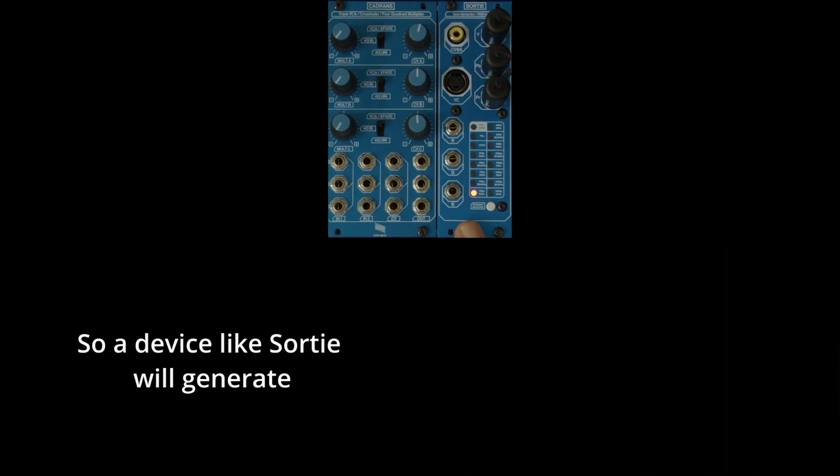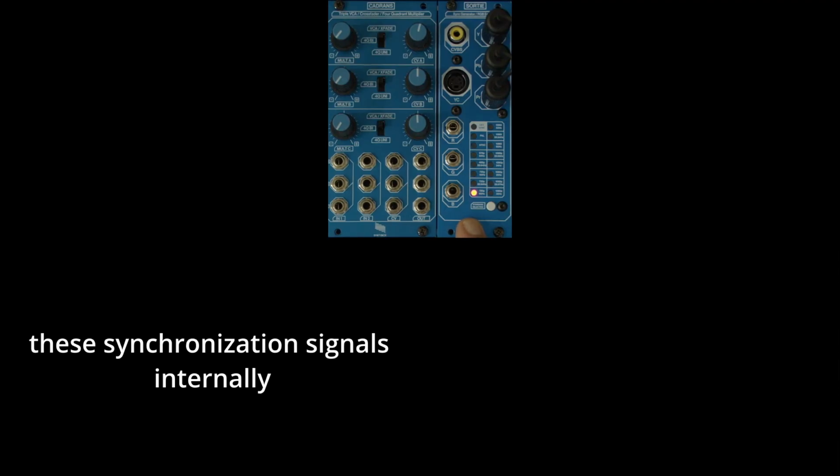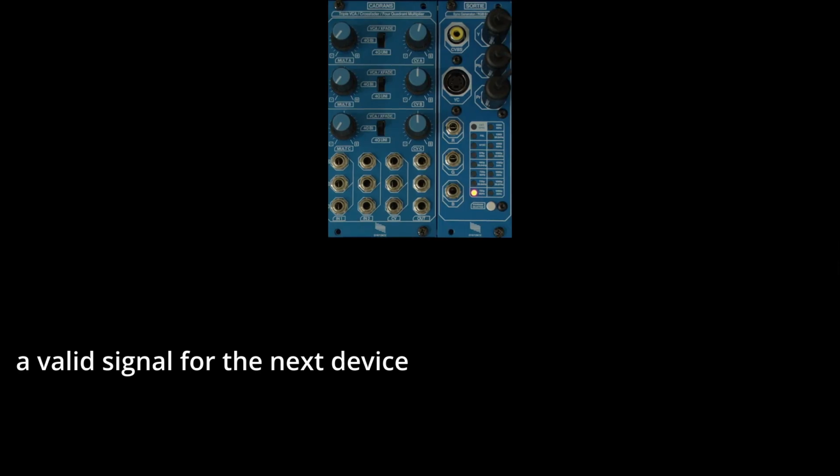So a device like Sortie will generate these synchronization signals internally and embed them in the composite, S-video and component video signals. Along with the RGB input, it will produce a valid signal for the next device to display correctly, regardless of what happens for the video content.